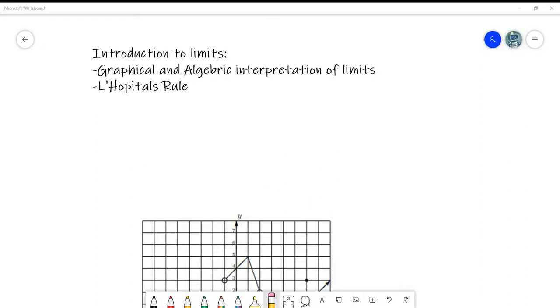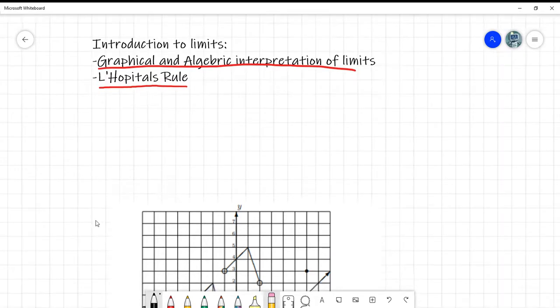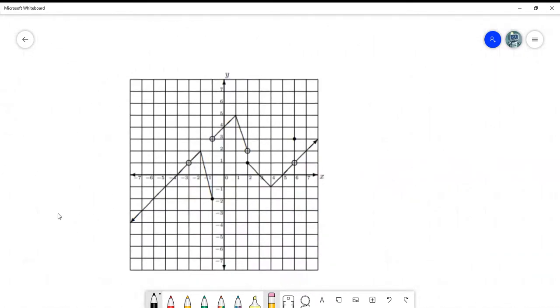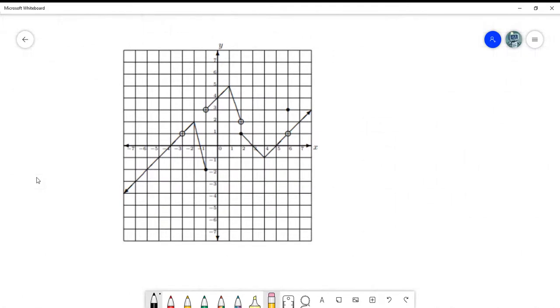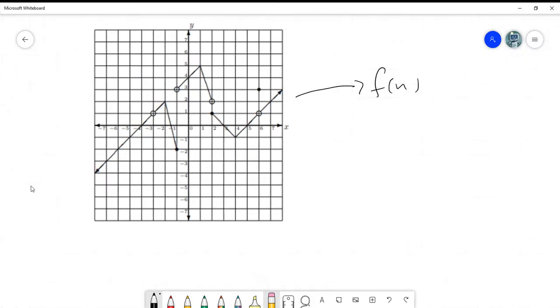In today's video, we'll talk about graphical and algebraic interpretation of limits, followed by discussion of a very useful rule when it comes to determining limits, which is L'Hopital's rule. So, starting off with looking at limits graphically, let's look at this function over here. This is our function f of x, and we'll be using this throughout the question.